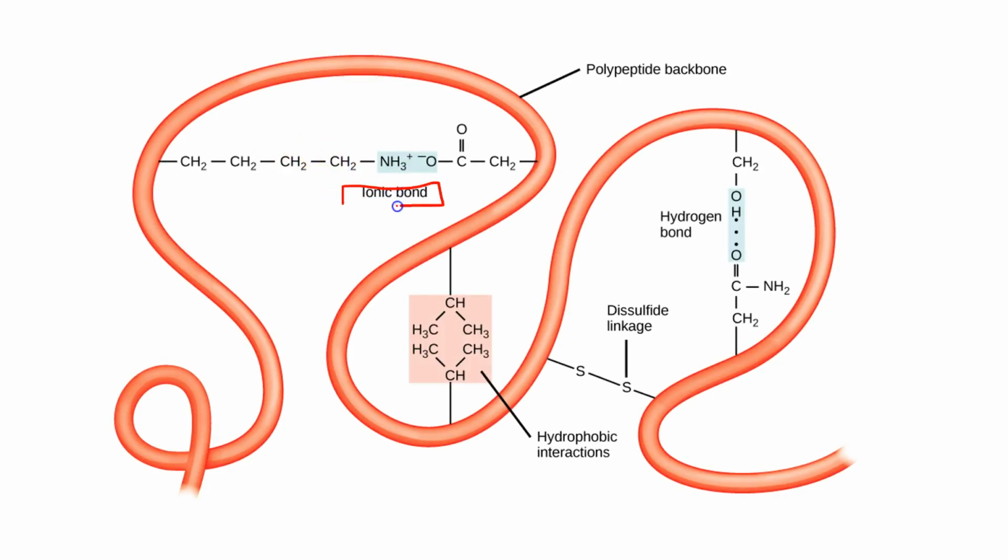So one thing that can happen between side chains is ionic bond. You could have hydrogen bonds happening between the side chains of one amino acid and another. You could have what's called a disulfide linkage happening between one side chain of an amino acid and another, or just hydrophobic interactions. You've got two nonpolar substances that want to be next to each other.